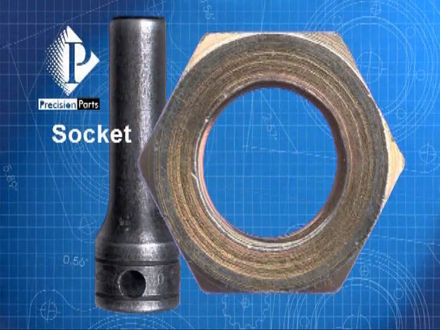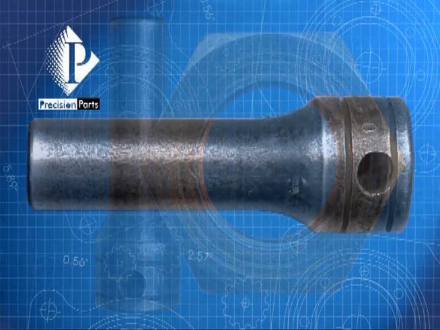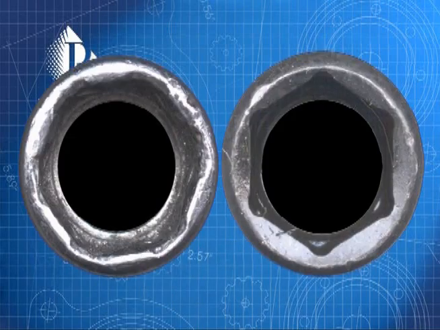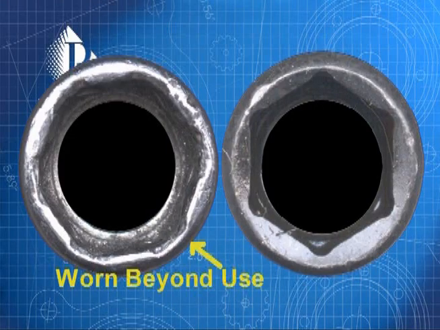The final tool we will examine today is the socket. Sockets are used to drive down nuts or hex drive bolts. There are two basic concerns with regard to sockets. The first being to ensure that you have the appropriate size socket for the fastener. And the second is to make sure that the socket is not worn beyond use.